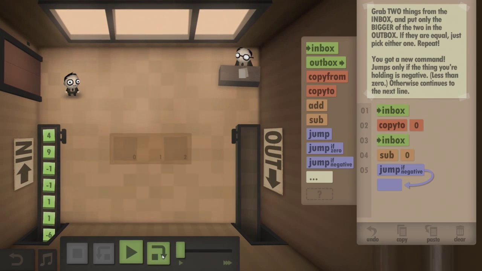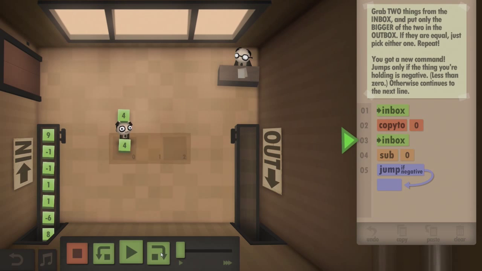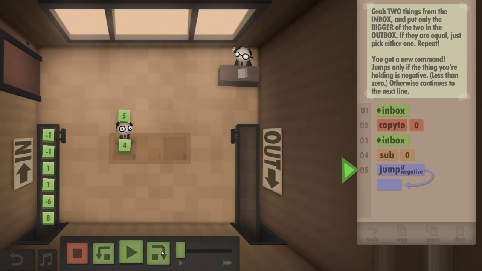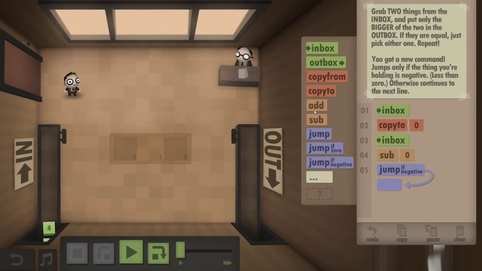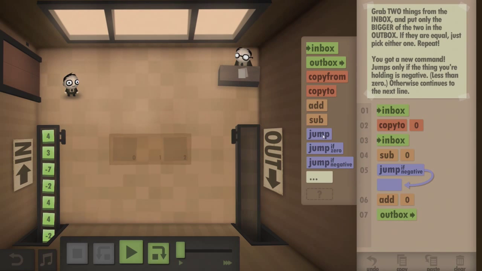If it is negative, well, let's see. 4. So it's going to be negative. So if it's negative, I want to send the 9. So we add. If it's negative, we add. Add 0. We outbox. And we start again.